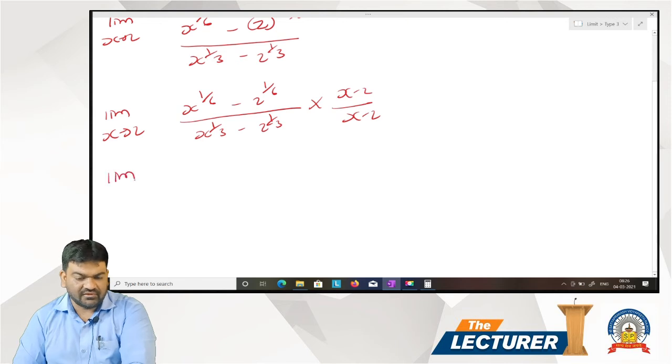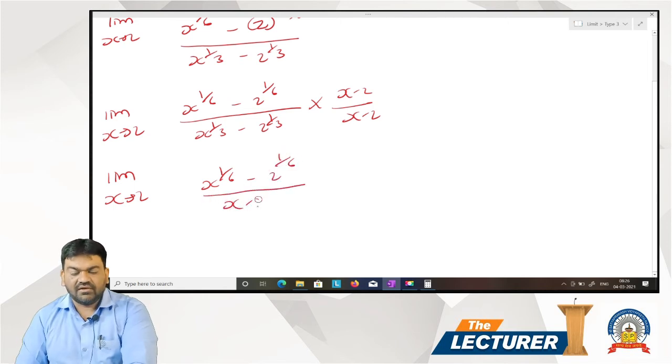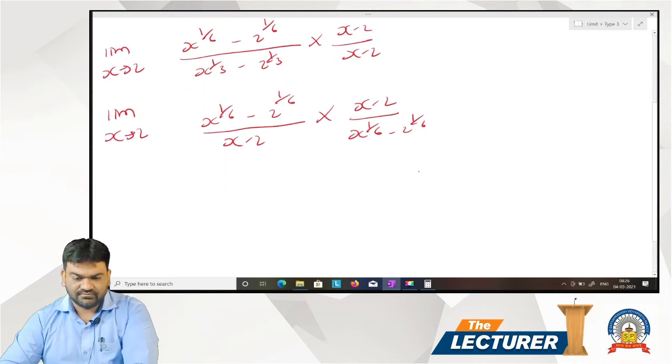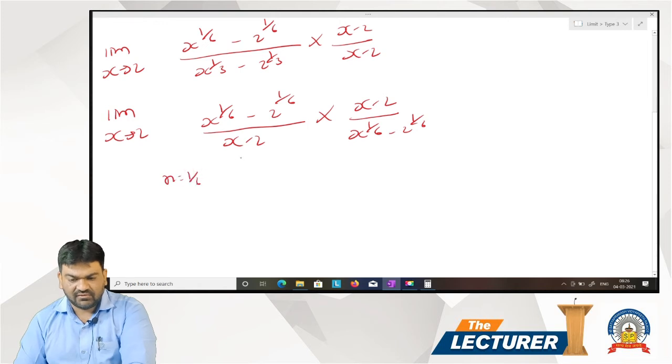So limit x tends to 2, x raised to 1 by 6 minus 2 raised to 1 by 6 upon x minus 2, multiplied by x minus 2 upon x raised to 1 by 3 minus 2 raised to 1 by 3. Here n is equal to 1 by 6, a is equal to 2. In the same way, here a is equal to 2, n is equal to 1 by 3.